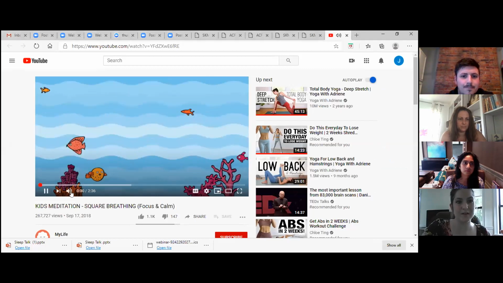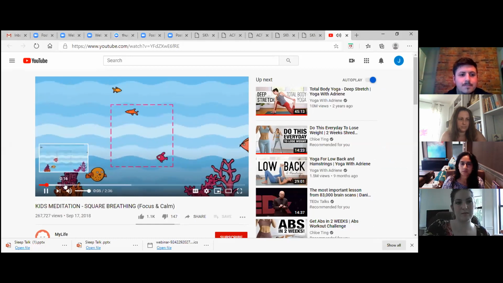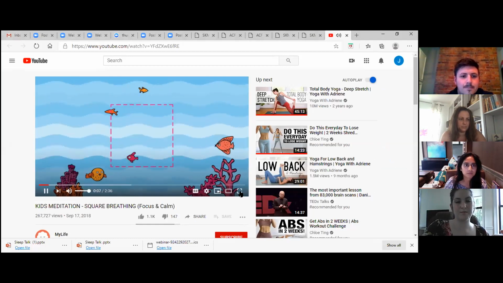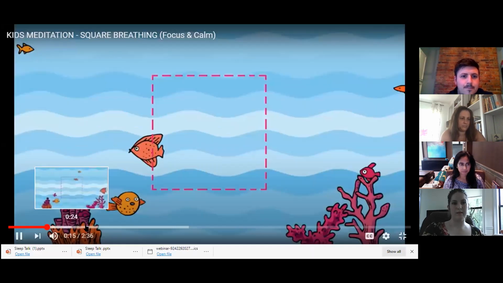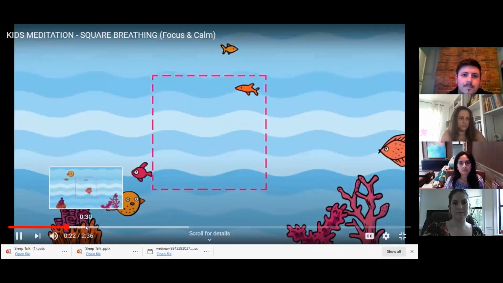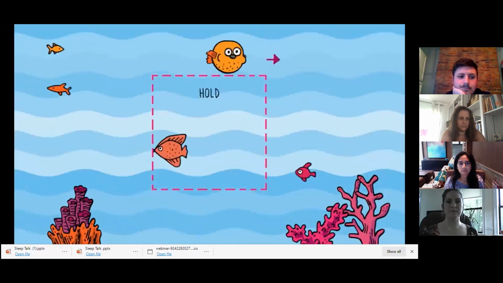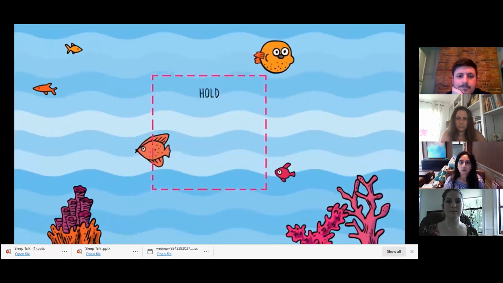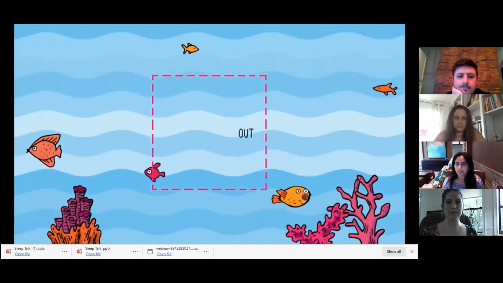Breathing. With your back straight and body relaxed, let your arms hang by your side if you're standing. Or if you're sitting, rest your hands on your knees. I'm going to skip ahead a little bit. Follow the picture on your screen and breathe in as the arrow moves up one side of the square. Hold your breath at the top. Breathe out as the arrow moves down the other side. And hold your breath again at the bottom.